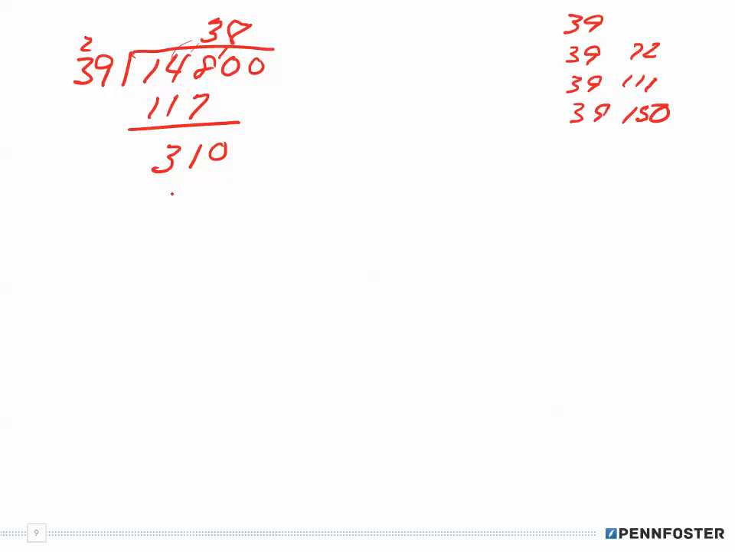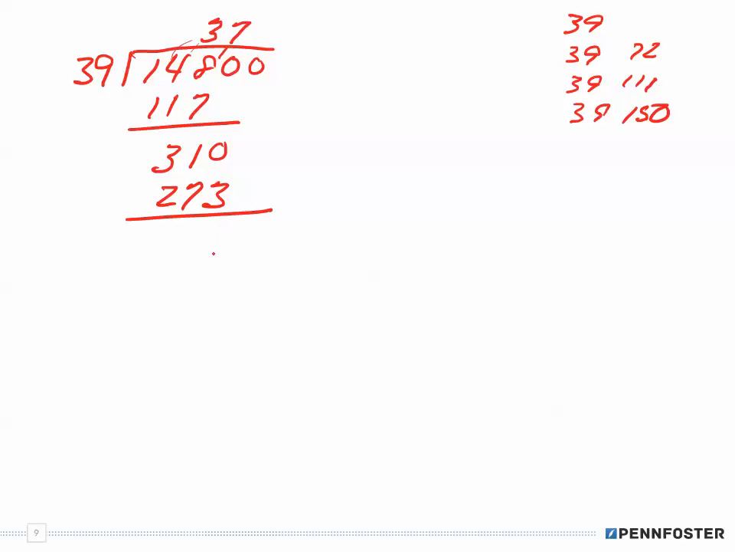So 8 times 9 is 72, carry my 7. 8 times 3 is 24, plus 7 is 31, okay? That's too much. So 8 is too great, which means I need to use 7 instead. So I use 7. 7 times 9 is 63. Carry my 6. 7 times 3 is 21, and 6 is 27.